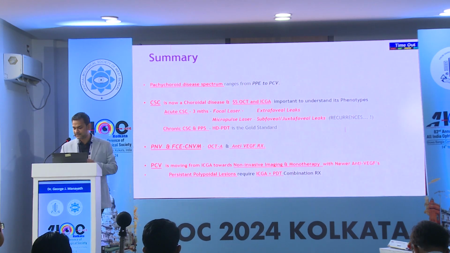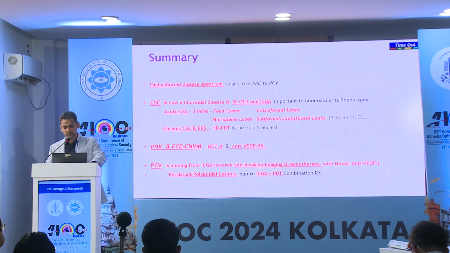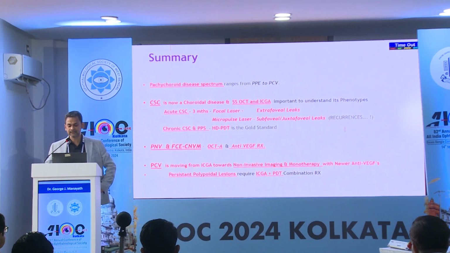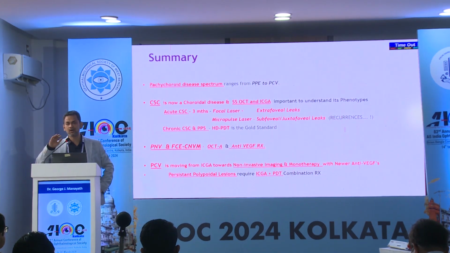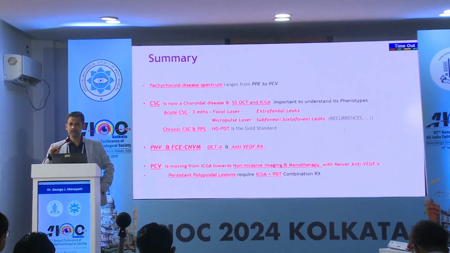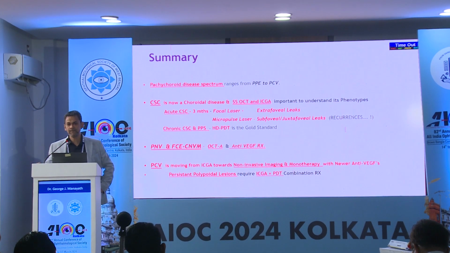So I summarize that the pachy spectrum ranges from pachyepitheliopathy to PCV. CSC is now a choroidal disease with swept source OCT and ICG angiography, and acute CSC up to 3 months is observation, and then focal laser for extrafoveal leaks and micropulse laser for subfoveal and juxtafoveal leaks. But both these do not alter the disease prognosis or recurrences and do not modify the disease, whereas in chronic CSC and peripapillary pachychoroid syndrome, half dose PDT is the current norm in treatment.